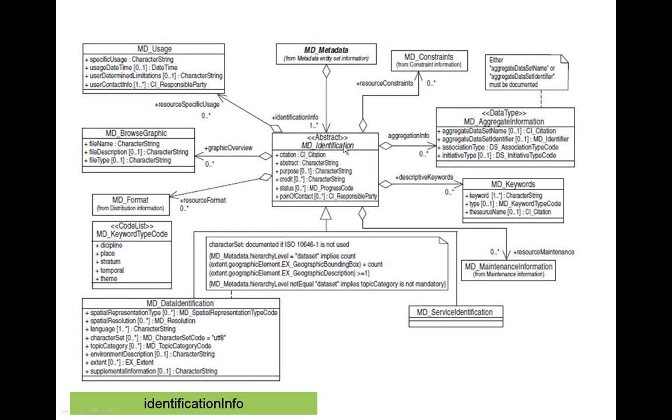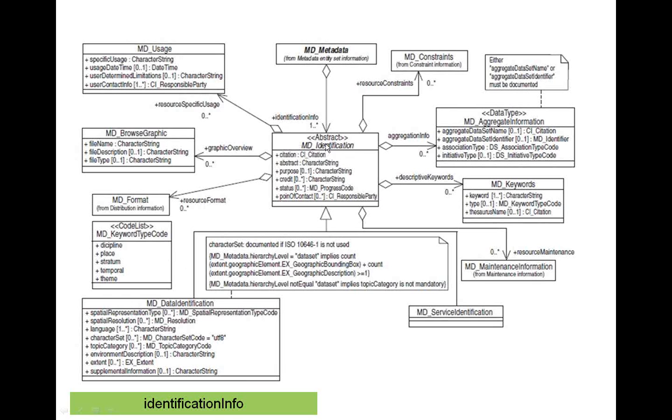Well, with identification, I have two types of identification. I can either have a data identification or I could have service identification. For data identification, since this is a generalization, what I do is I inherit all of these properties. So I'd have the XML tag, MD metadata. The next one would be identification information. And then I would have MD data identification. And then I would have the elements citation, abstract, purpose, credit, status, point of contact, and then also spatial representation type, spatial resolution, language, character set, topic category, environment description, extent, and supplemental info, all under the MD data identification tag.